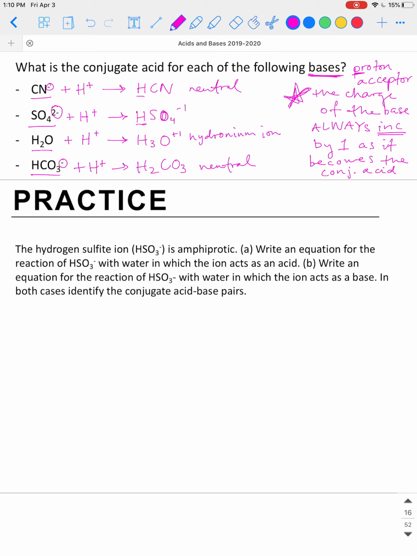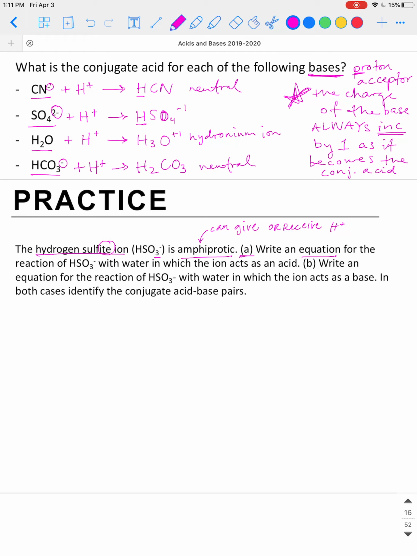Lastly, we are going to do a little bit more practice with writing acid-base reactions and identifying conjugate acid-base pairs. Let's read this problem. It says the hydrogen sulfite ion, HSO3-, is amphiprotic. What does that mean? Something that is amphiprotic can give or receive a hydrogen ion. It can act as an acid or a base.